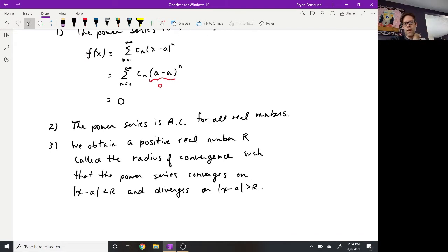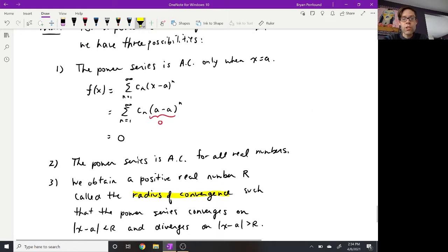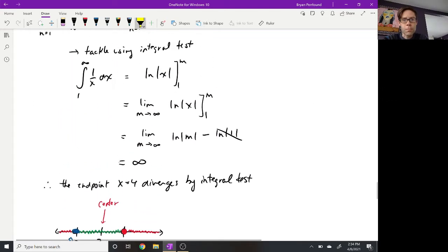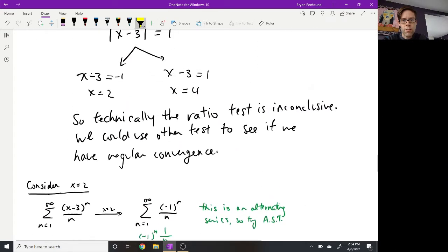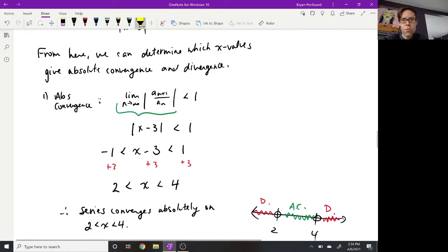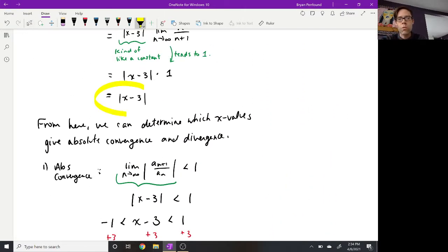So the last possible case is we obtain this real number that we call capital R. This is typically what the textbooks are going to use in your online resources. Capital R is called the radius of convergence. And the radius of convergence essentially is found by looking at this limit that we get when we use the ratio test. So if we were to go back to our last example here, we obtained, I believe, the absolute value of x minus 3. So this was what we got when we used the ratio test and we evaluated that limit.